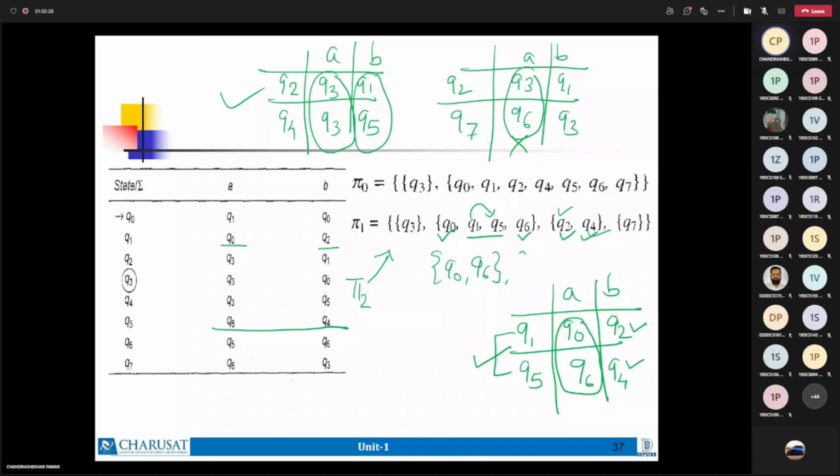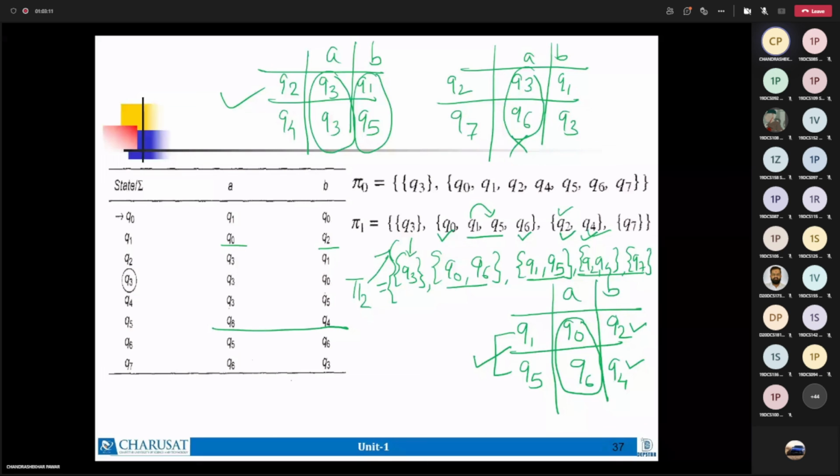So here one set, another set we have prepared. Q1 and Q5 are equivalent. Q3 as it is. For pi 2, we are preparing the sets. Q3 as it is. This Q0, Q6, Q1, Q5 set is split into 2. Now you have to check Q2 and Q4. Are Q2 and Q4 still equivalent? Yes, sir. So is there any need to check? No. Q2 and Q4, and lastly Q7.